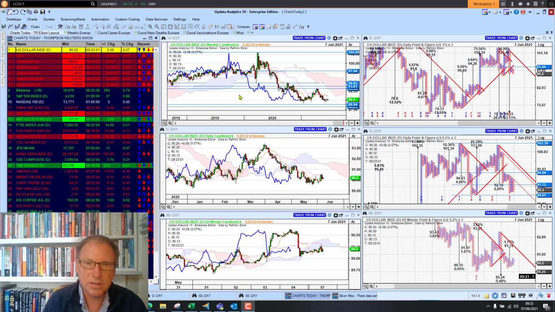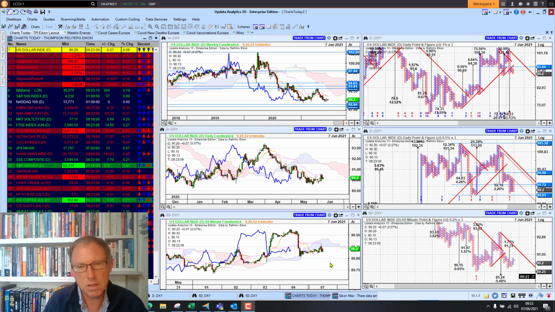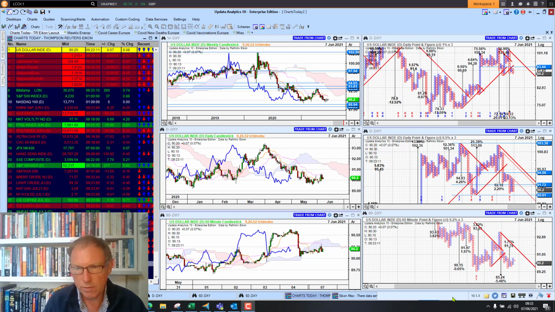And quite a bit of red on the screen this morning, so we'll take a look by starting with the dollar. As the dollar index, the weekly, daily, and 60-minute cloud charts, my long-term, medium-term, and short-term view with the corresponding point and figure charts.